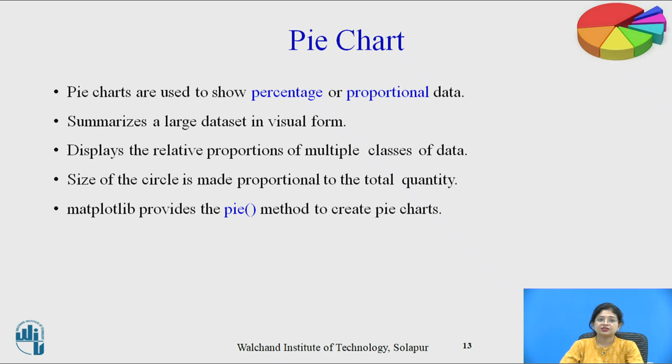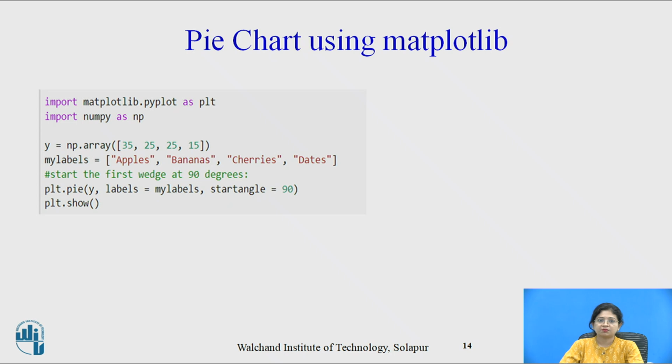summarizes a large data set in a visual form. It displays the relative proportion of multiple classes of data, and it shows this in the form of a circle, and the size of the circle is made proportional to the total quantity. Then Matplotlib provides the pie function, or pie method, to create a pie chart. So, let us see how to create a pie chart.